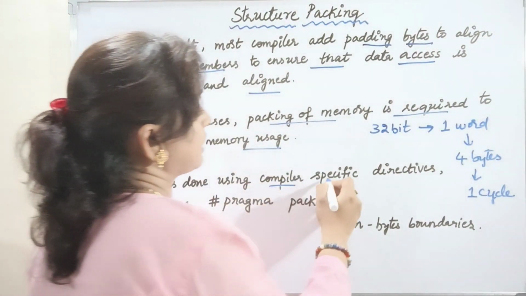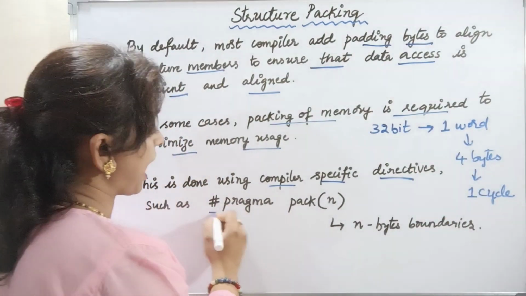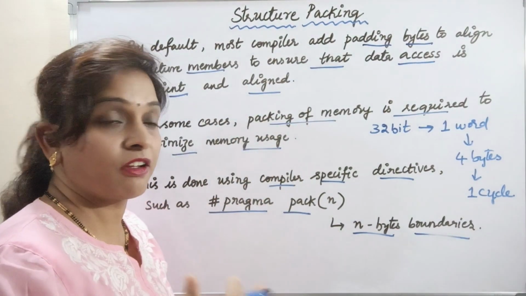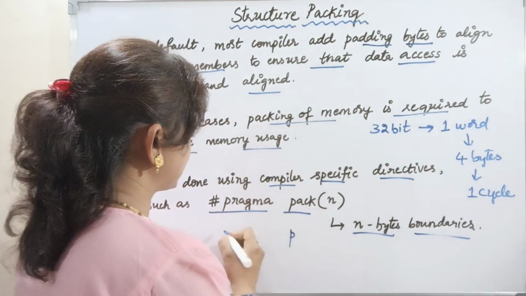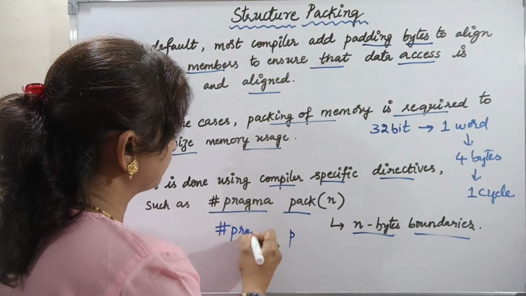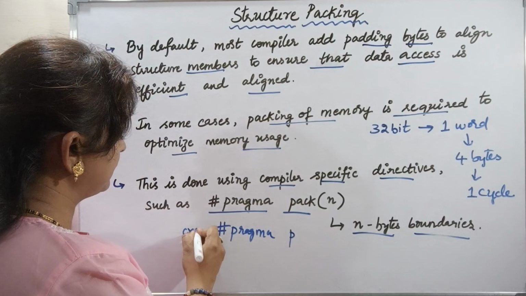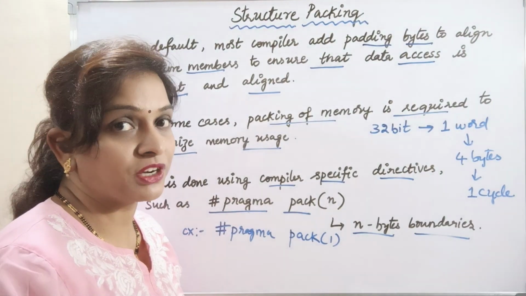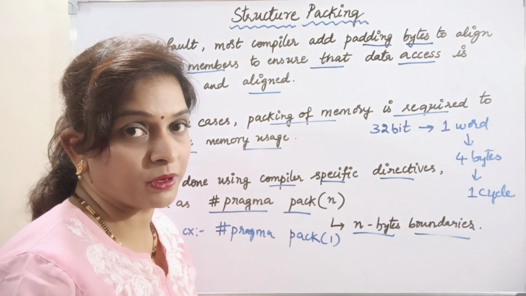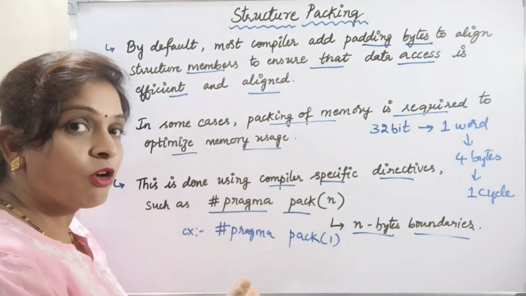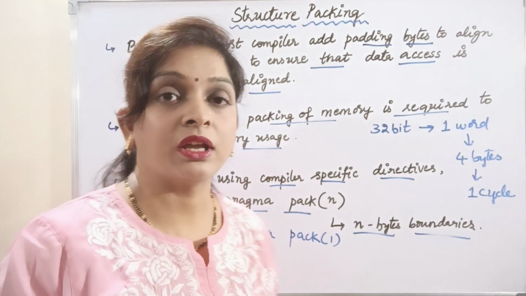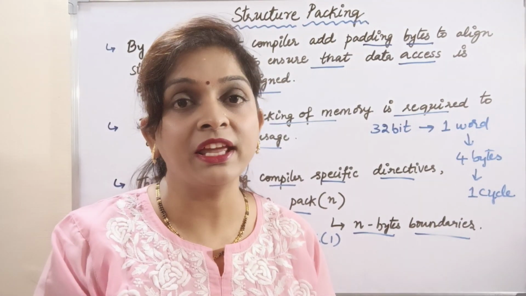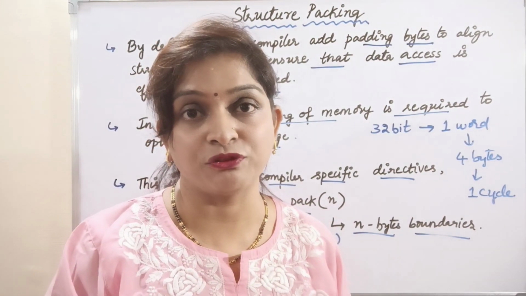And this is done using compiler specific directives like #pragma pack(n), where n represents n-byte boundaries. For example, if I say #pragma pack(1), it means 1-byte boundaries, and it is going to set member to member. So this packing of memory is very much essential so that I can align the data in the memory and use the memory effectively and increase the performance of the program.